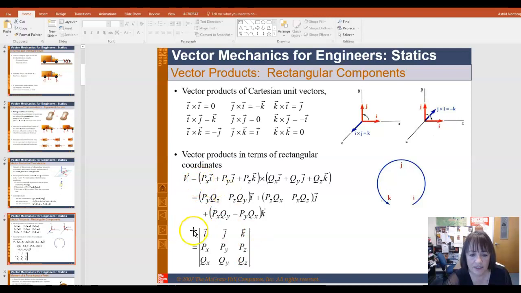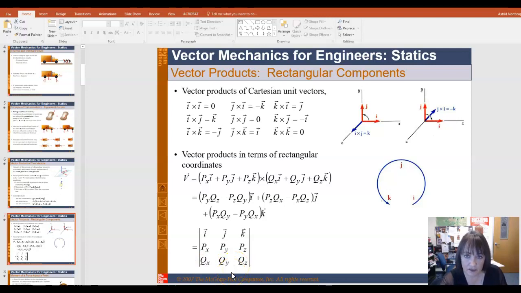So you can write this entire thing as i, j, k being the first row of your array, which is a general word for matrix, or determinant is actually the evaluated value. But a matrix is a type of an array. Then the first line is, if it's P cross Q, this would be P sub X, P sub Y, P sub Z. And then the final line would be Q sub X, Q sub Y, Q sub Z.